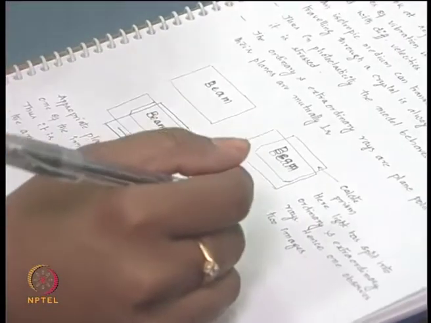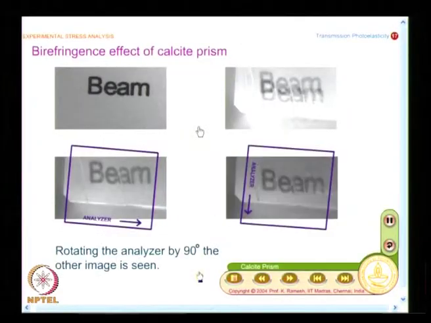Let us rotate it and then keep it, let us see what happens. This is exactly so. You could see here I have two images seen, and you could also see there is a slight shift. The shift is the same as what you see here. This is the image on the top and this is the image at the bottom. So, I could filter out one of the images from this by employing an analyzer.